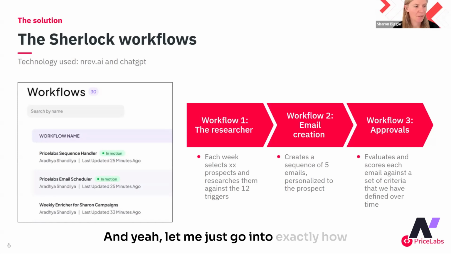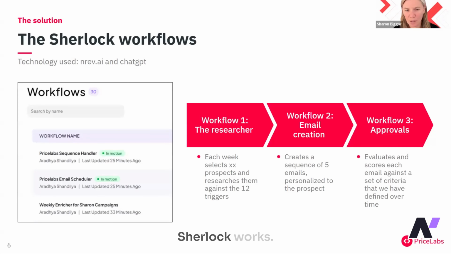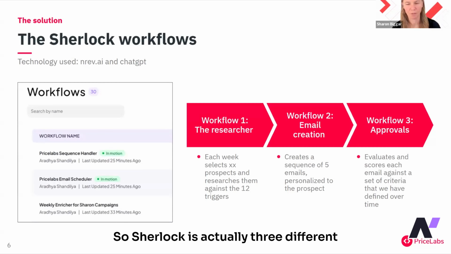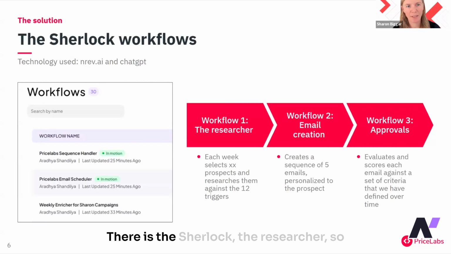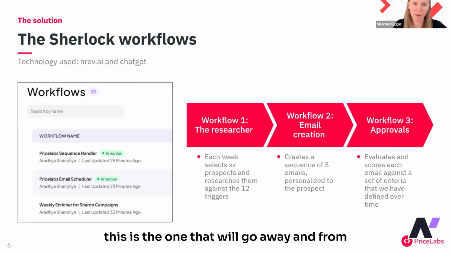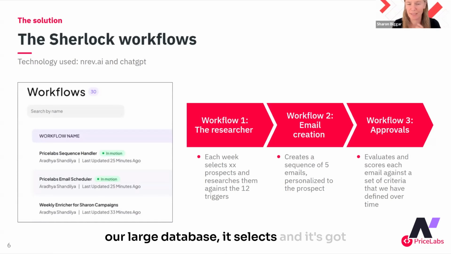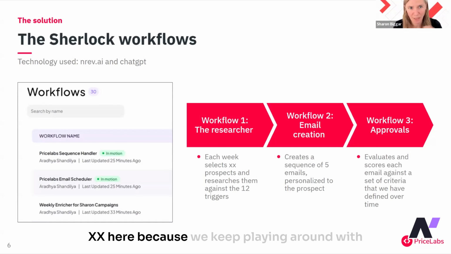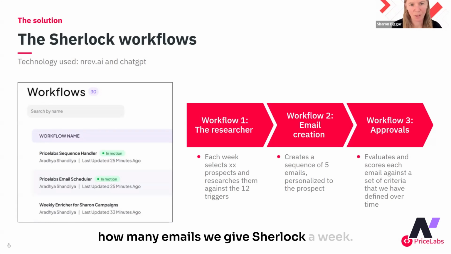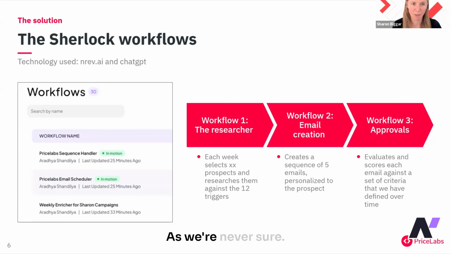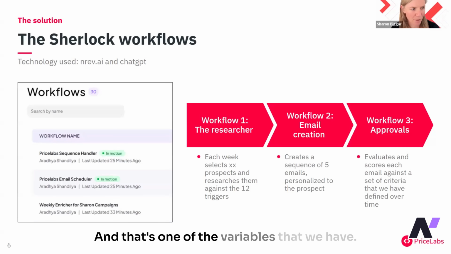Let me go into exactly how Sherlock works. Sherlock is actually 3 different workflows. There is Sherlock the researcher. This is the one that goes away and, from our large database, it selects a number here, because we keep playing around with how many emails we give Sherlock a week. We're never sure whether to scale up or keep experimenting with something. That's one of the variables that we have.